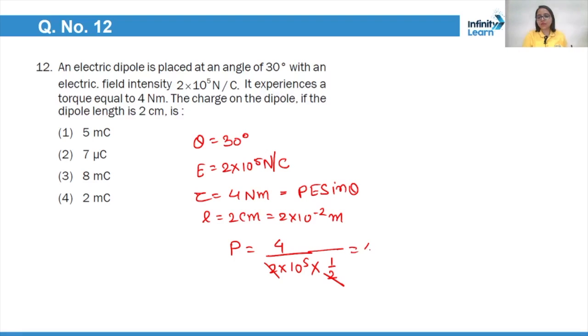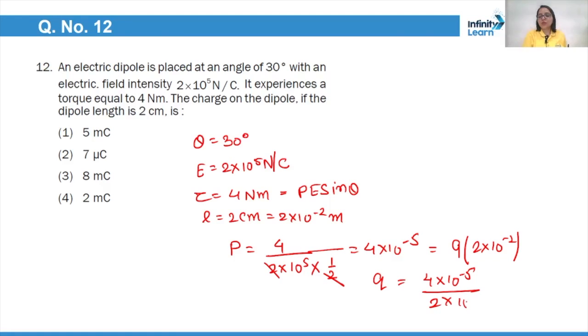So P is 4 into 10 power minus 5, and that is equals to Q into L. So L is 2 into 10 power minus 2. If you solve this value, you'll get Q as 4 into 10 power minus 5 divided by 2 into 10 power minus 2, and that is equals to 2 millicoulomb. So correct answer is option 4.